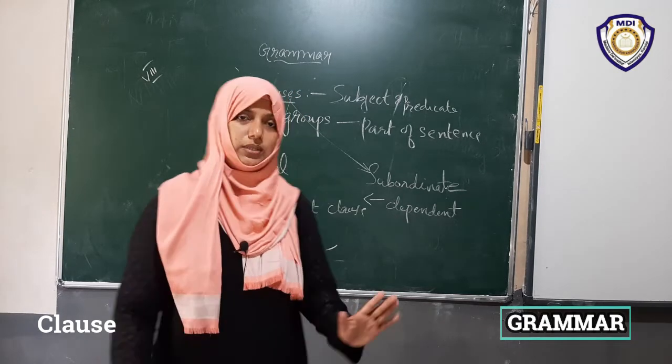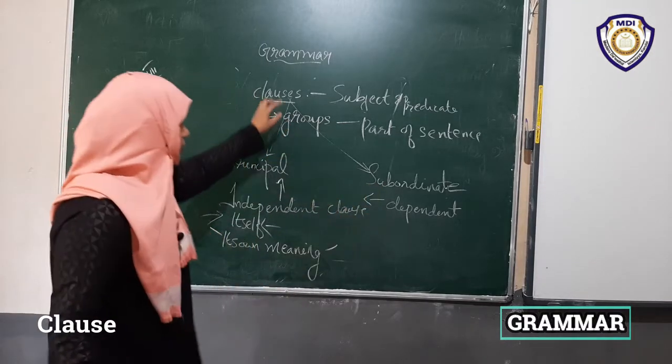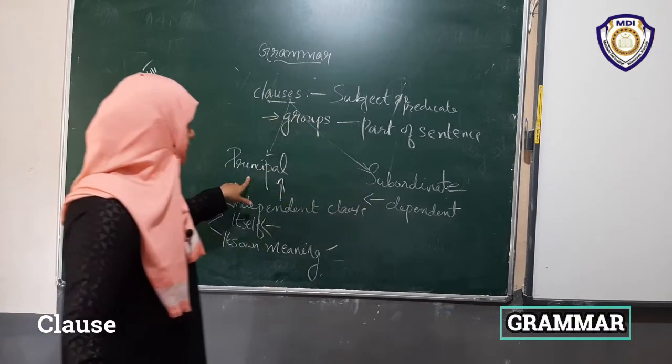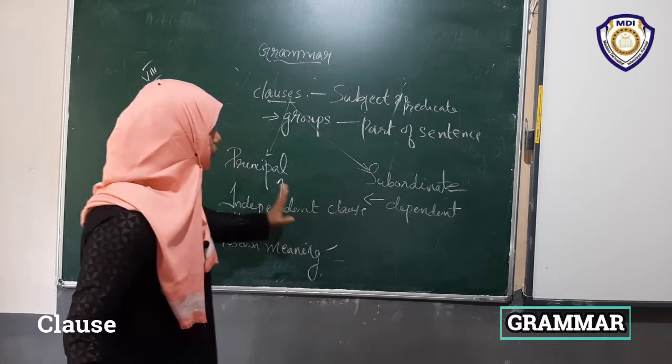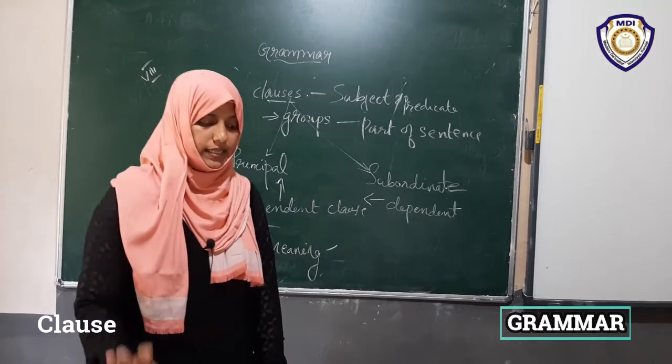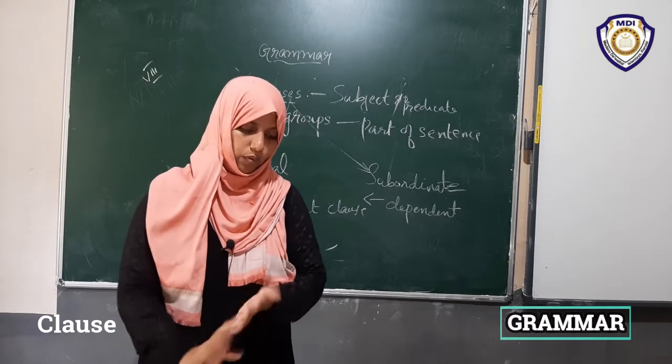Leave everything, all rules. First you understand these things. ഇത് മനസ്സിലാക്കുക. Principal and subordinate clause. Clause two kinds ആണ്. Principal clause ആണ്, subordinate clause ആണ്. Subordinate clause എന്ന് പറഞ്ഞാൽ ഈ principal clauseന്റെ കൂടെ വരുന്നതാണ് ആര്? Subordinate clause. All of you listen. I will give you one example.